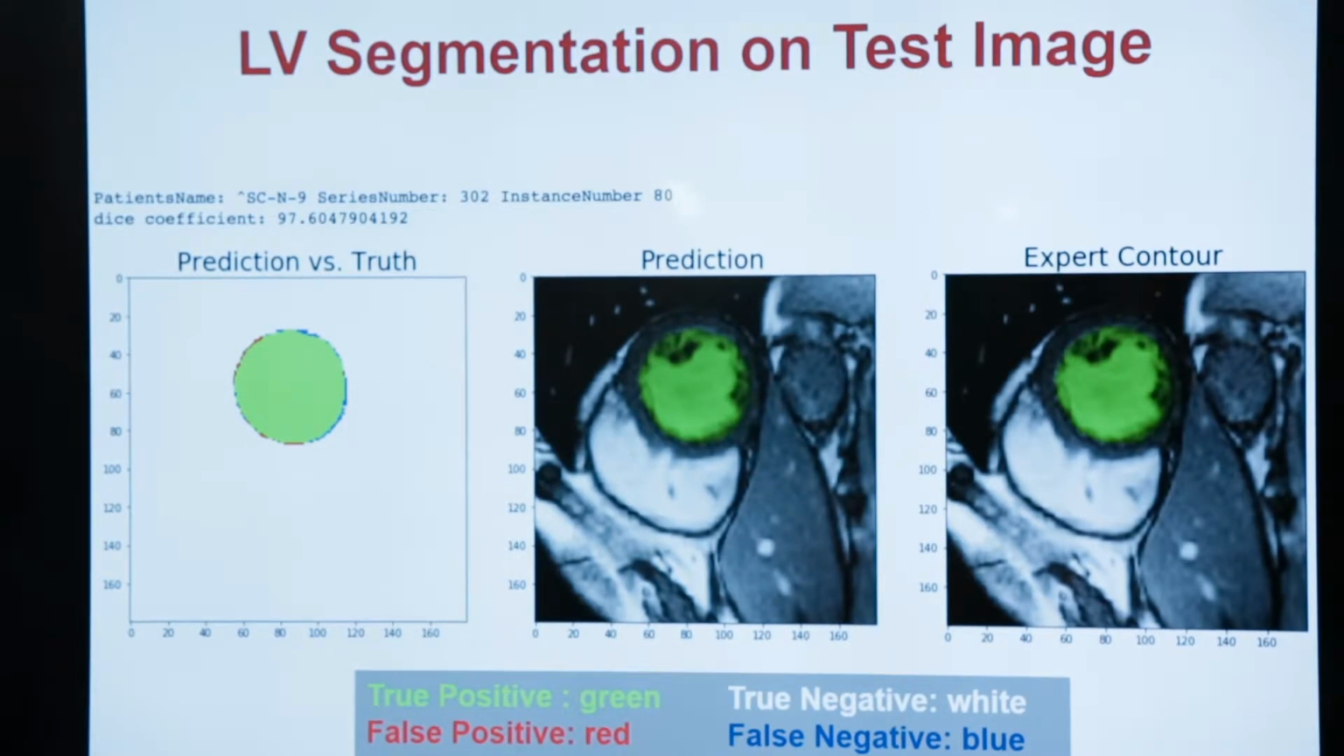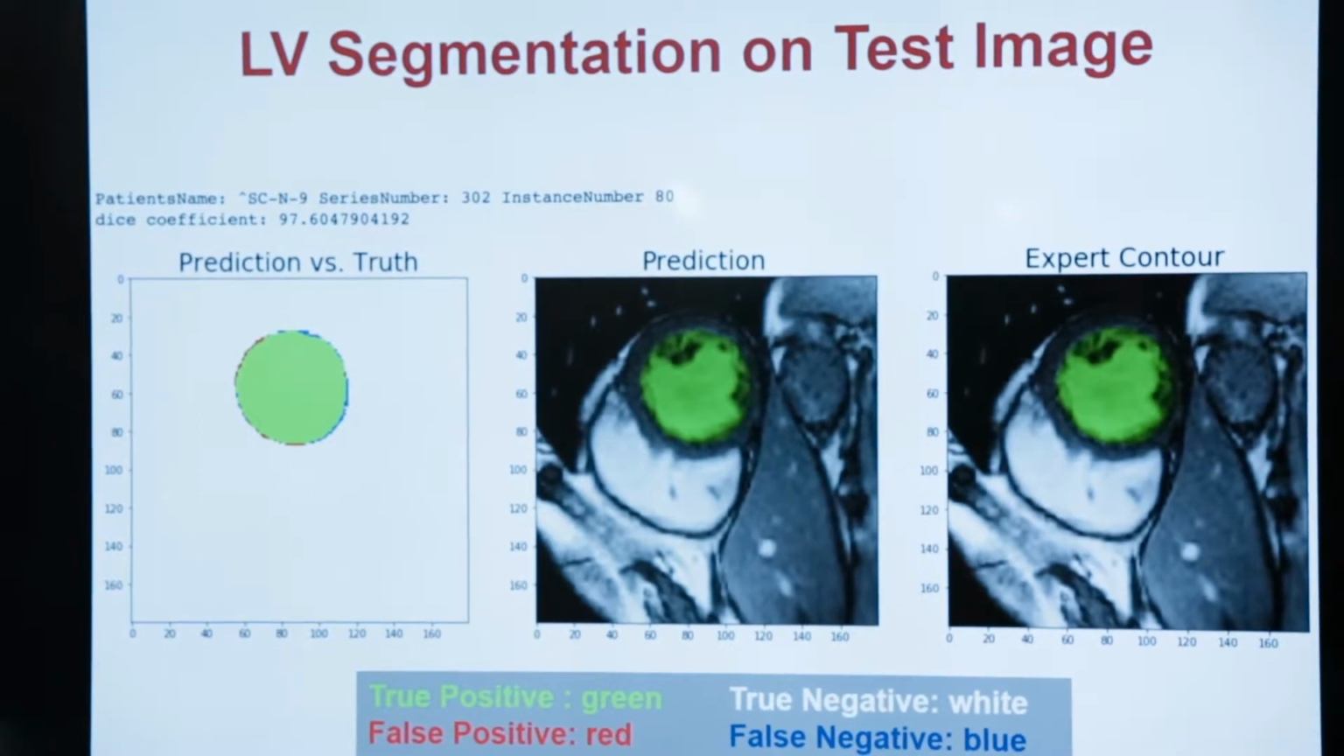The right image is the ground truth. That's the expertly drawn contour. And then the left image compares the two. So green and white are good. Green and white show agreement between the model's prediction and the ground truth, and red and blue indicate where there are discrepancies. For this example, just by coincidence, this is a very good prediction, right? So there's a lot of agreement between the model's prediction and the expert contour.